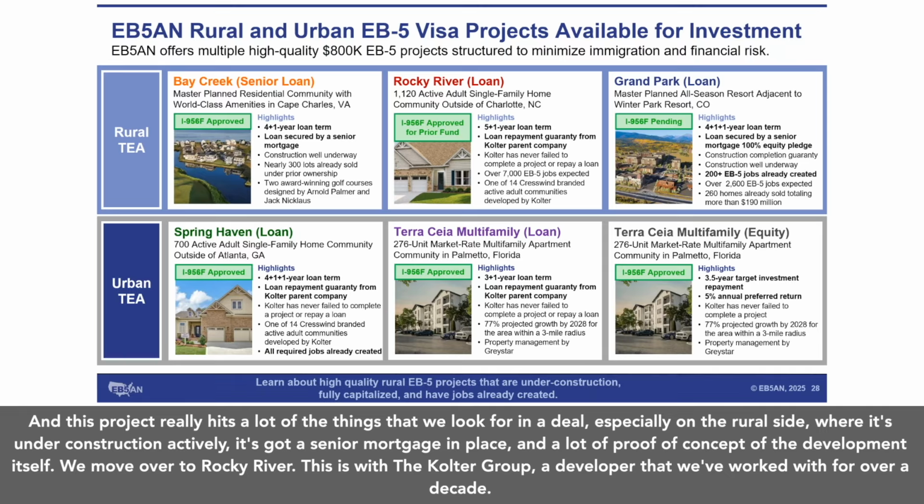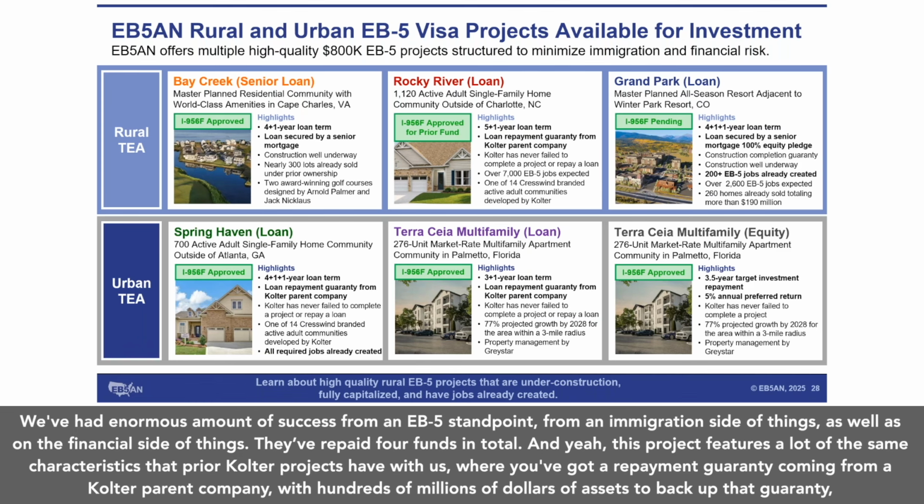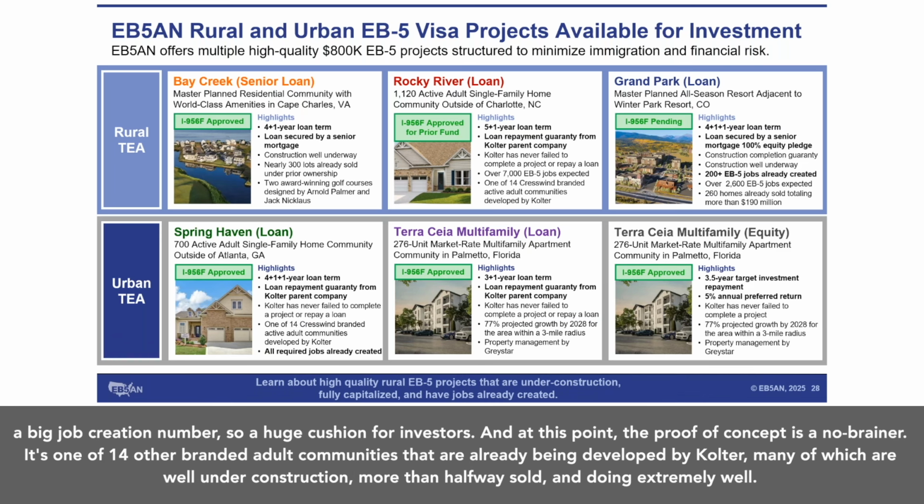We move over to Rocky River. This is with the Coulter Group, a developer that we've worked with for over a decade. We've had an enormous amount of success from an EB-5 standpoint, from an immigration side of things, as well as on the financial side of things. They've repaid 4 projects in total, or 4 funds in total. And this project features a lot of the same characteristics that prior Coulter projects have with us, where you've got a repayment guarantee coming from a Coulter parent company with hundreds of millions of dollars of assets to back up that guarantee. A big job creation number, so a huge cushion for investors.